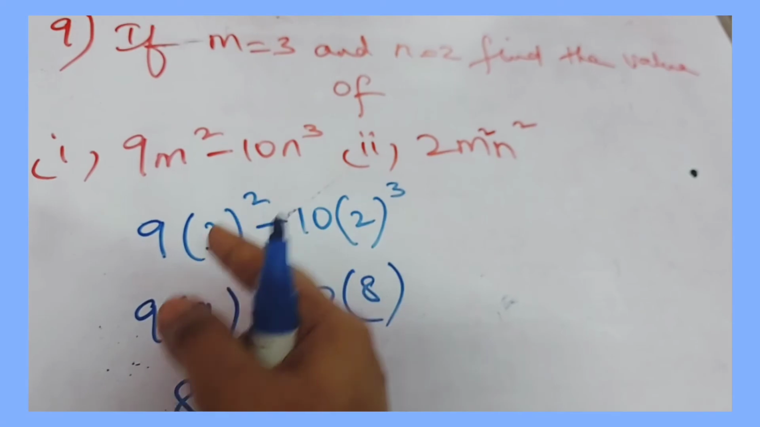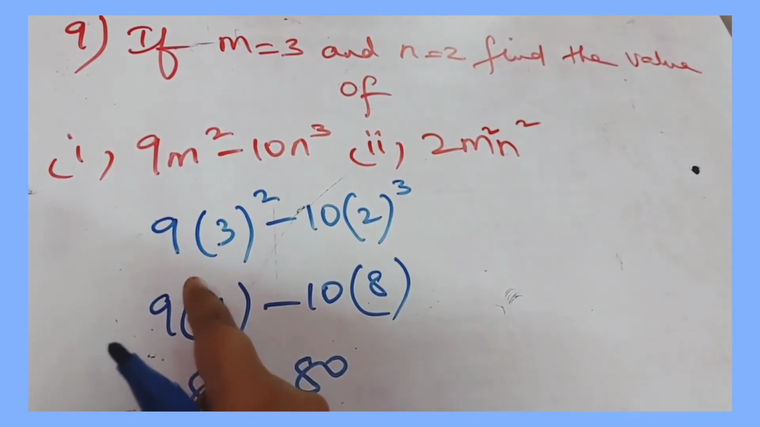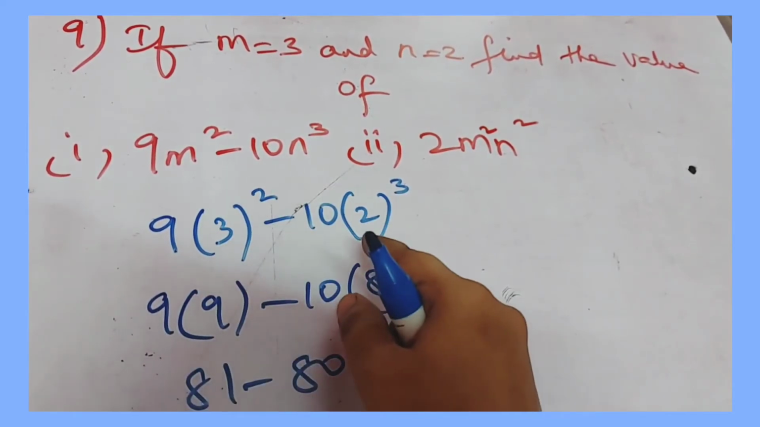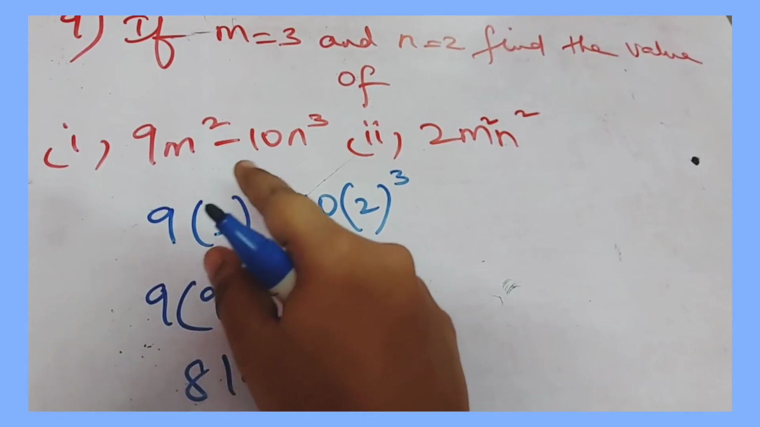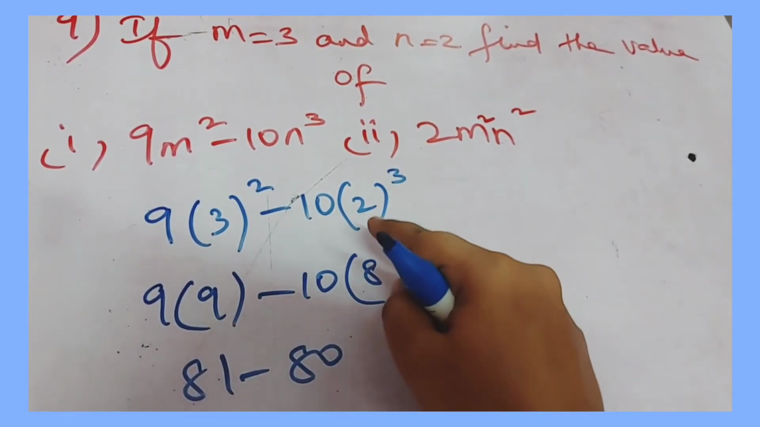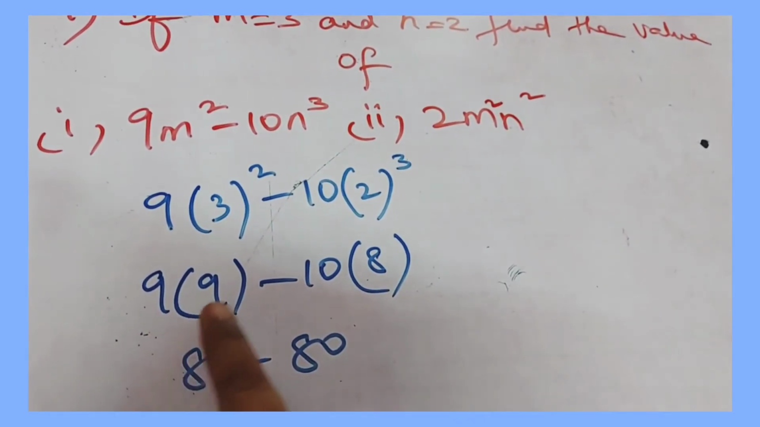So m is equal to 3. We are taking m as 3 here and n as 2 here. So this will become 3 square and this will become 2 cube. So 9 into, again you have to take 3 2 times. 3 3s are 9. 2 3 times. 2 2s are 4. 4 2s are 8. So now 9 9s are 81.